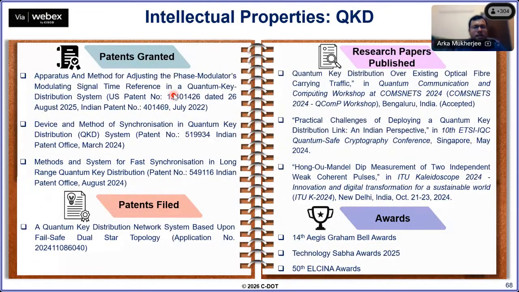These are some of the patents that we have granted, and these are some of the research papers. So this paper is for that multiplex QKD system that I was discussing. Our systems also got some awards, like the Aegis Graham Bell Award, Technology Software Awards, and LCN Awards.